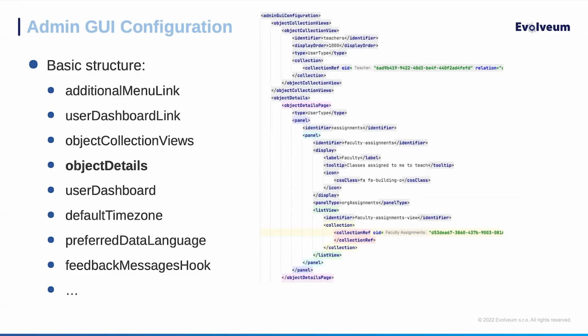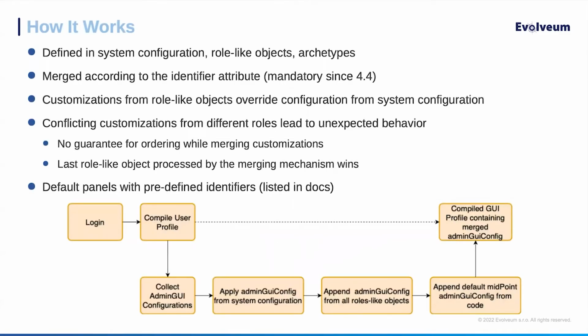For all options, please see the documentation available at docs.evolveum.com. In this webinar, we will look closer at how these customizations work. More specifically, we will look at how the object details can be configured and how the customization works in the background. At the beginning, we need a little bit of theory.